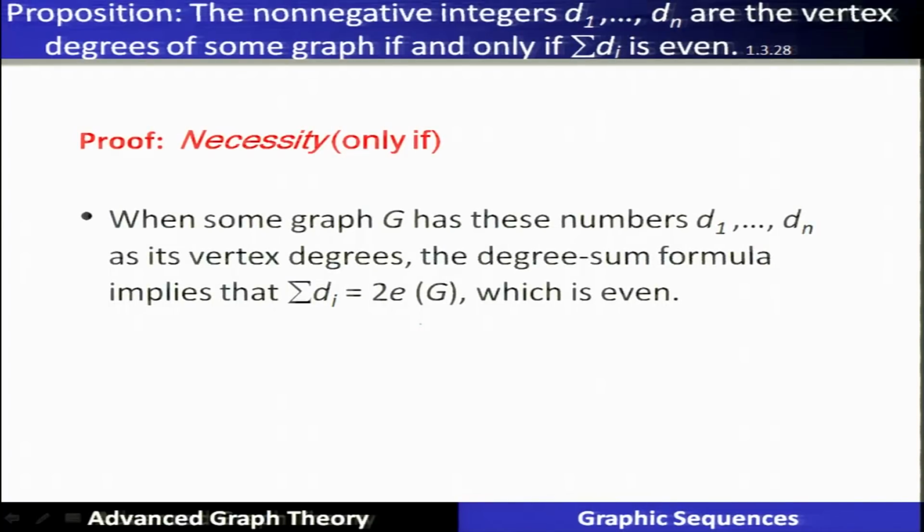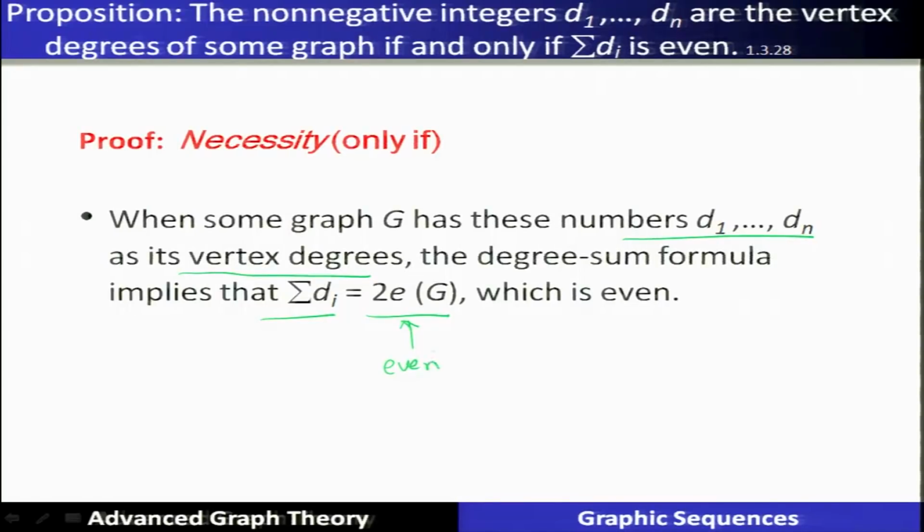Let us prove this. First we have to see the necessity condition. In the necessity condition, let us assume that some graph G has these numbers d1, d2 and so on up to dn as its vertex degrees. If we apply the degree sum formula, then the sum of all the degrees will be twice the number of edges in the graph, and the parity of this value will be even.